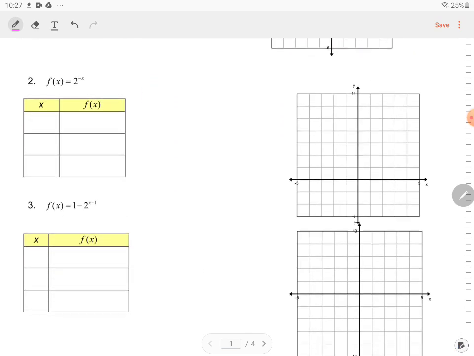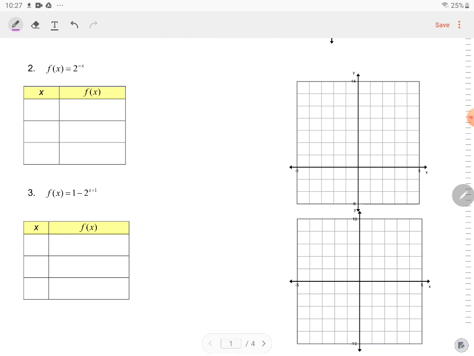Okay, so let's look at the next one. What happens when the exponent is negative? Again, choosing -1, 0, and 1 for x values. 2 to the -(-1). That's 2 to the 1. That's 2. 2 to the opposite of 0 is 2 to 0, which is 1. And 2 to the -1 is 1/2.